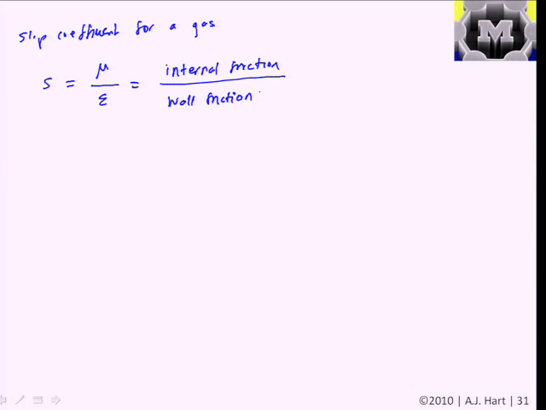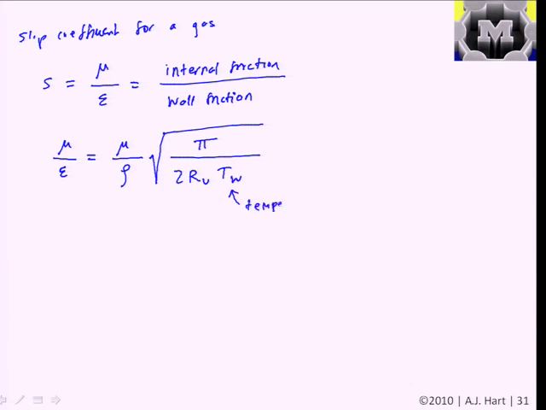So without going into the details, I can just tell you that this ratio, mu divided by epsilon, is defined as mu over the density of the gas, rho, times the quantity, which is the square root of pi divided by 2 times the universal gas constant times the wall temperature, or just the temperature, multiplied by the quantity, 2 minus sigma v divided by sigma v.